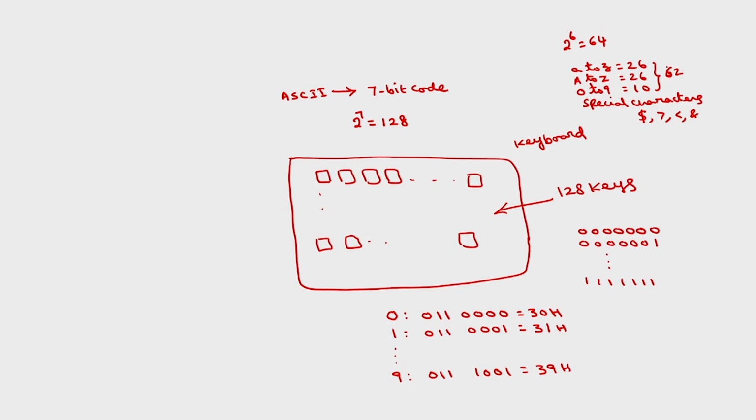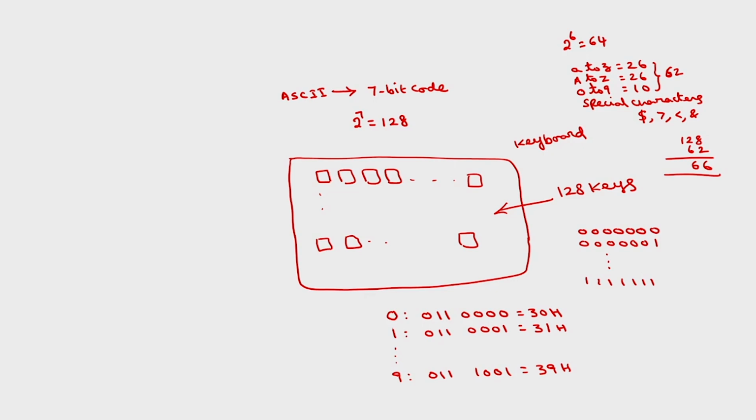So to include more special characters, we will go for a larger number of bits. ASCII is a 7-bit code, so we can have 128 different characters. Out of that, 52 will represent the lowercase and uppercase alphabets, and 10 the decimal digits. So for the remaining, 128 minus 62 is 66, we can have 66 special characters. That is why we go for ASCII code.